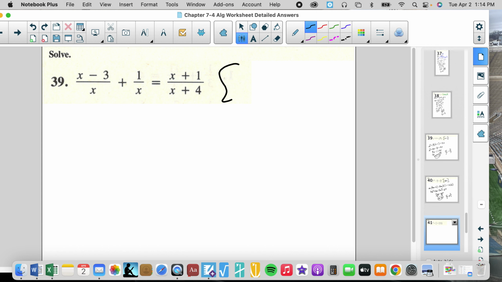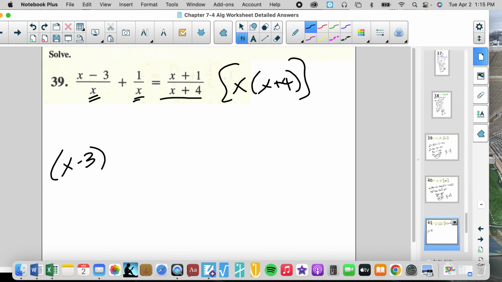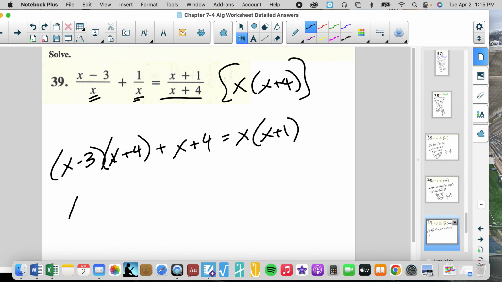Cool, okay. x times the quantity x plus 4. Do you see how fast I look at the denominators and can tell what it's going to be? Ooh, this is good. x minus 3, x plus 4, and then we're going to get plus 1 times x plus 4, and then we're going to get x times x plus 1. All right, it's good. This is going to give me x squared plus x minus 12.